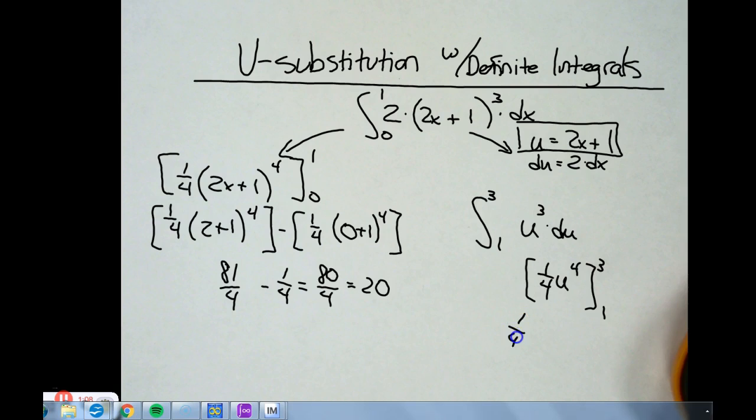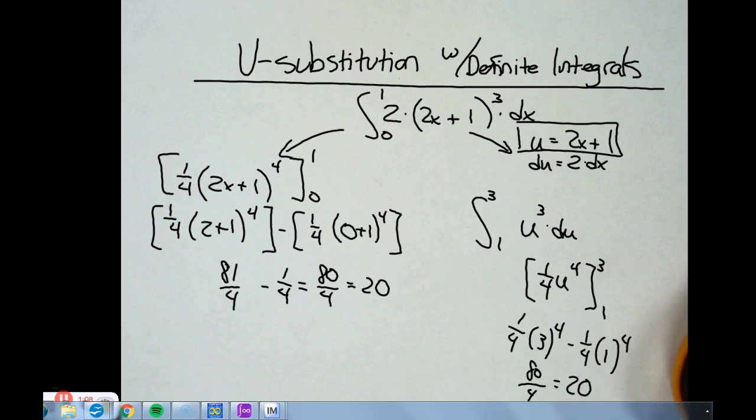So 1/4 times 3 to the 4th minus 1/4 times 1 to the 4th. Which is exactly the same stuff we ended up doing over here. It just took an extra step to get there. I'd end up with the same thing. So it's 80 over 4, or it's 20.